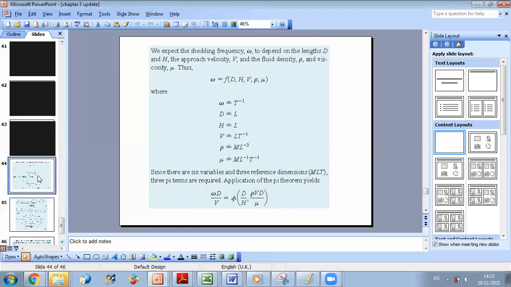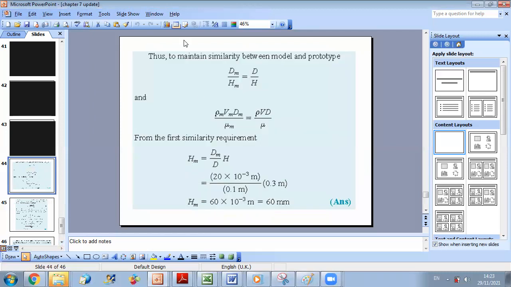Because first, I can start with the easiest group, which is d over h. So to maintain similarity between the model and prototype, I should satisfy first d model over h model equals d over h in real case. Keep in mind that I know 3 of these, so one of them is unknown, which is the model dimension. So I can determine what should be the model dimension in my experiment based on this relation, that hm is dm over d times h. I have dm, h, and d given, so I can get the value of h in the model.